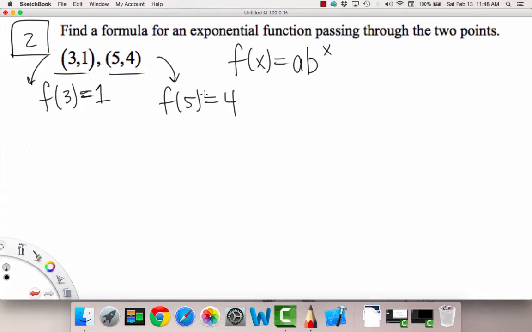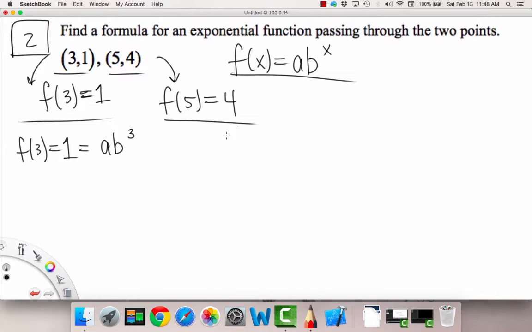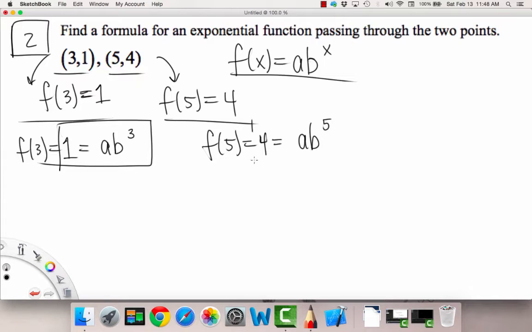If we plug this into our formula and try to construct 2 equations, let's deal with this first one. We have f of 3, which is equal to 1, is the same as saying a times b to the x, and x in this case is a 3. Now let's do the same thing with this right-hand side equation. If f of 5 is equal to 4, then we can also plug it into a times b to the x, and x in this case is a 5. So we have this equation right here, as well as this equation right there. Now we have this system of equations that we can work with.